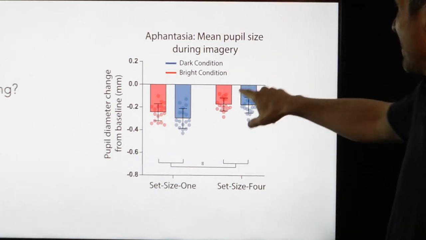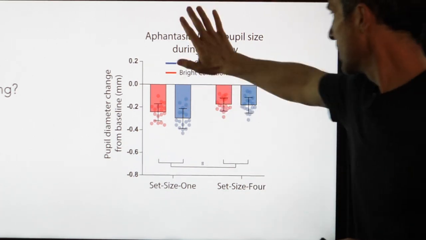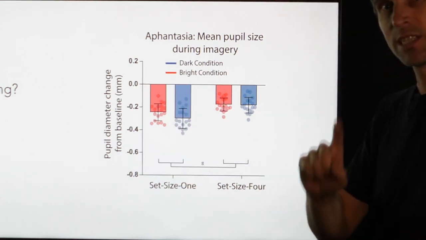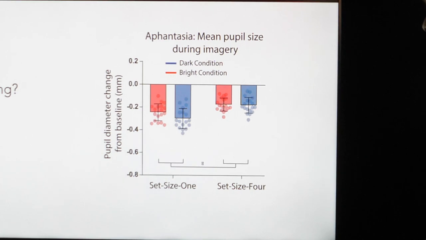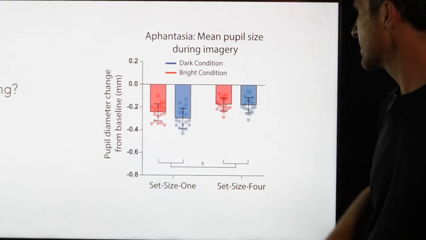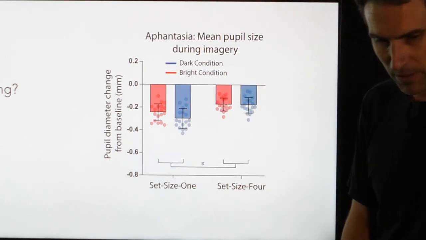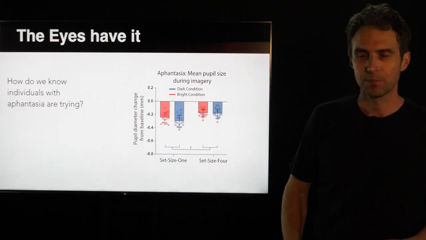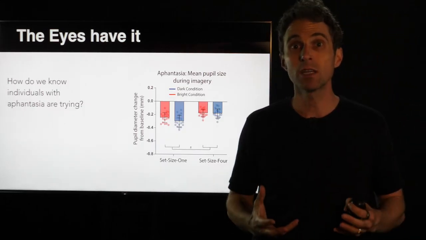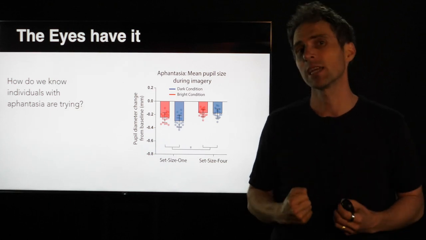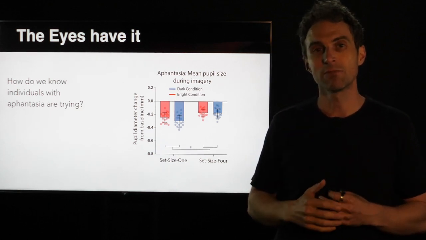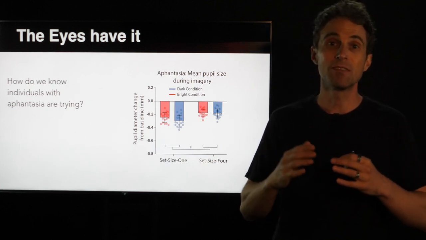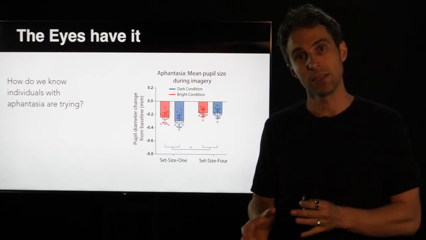So this is aphantasia data I'm showing here, and the data here is for set size 1, a single triangle, and here it's set size 4, so 4 triangles. And we see a significant difference in the pupil response across the 2 set sizes. So we know that when there's more triangles, those with aphantasia are trying harder because their pupil is responding differently, even though it's not doing that differentially in the dark or the light condition.